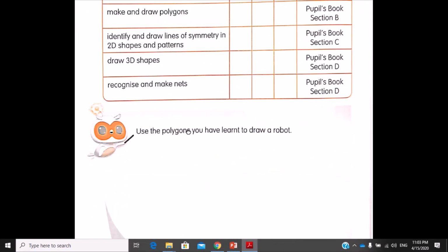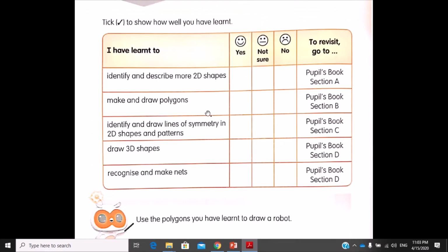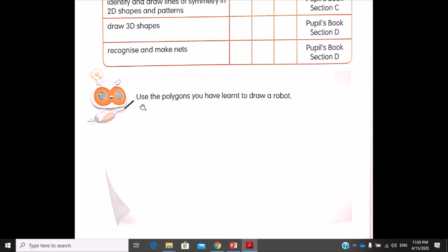Okay, now I would like you just to fill in this reflection at the end and use the polygons you have learned to draw a robot. Now you can draw your own robot using the polygons. Show me different types of polygons which can form a robot at the last page.